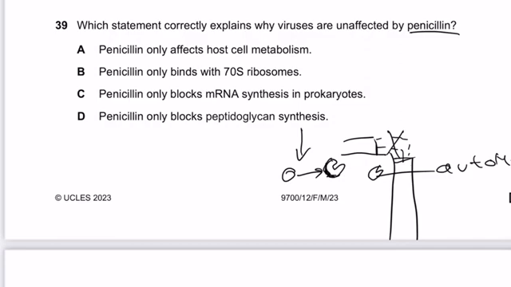So viruses do not have cell walls made of peptidoglycan, and do not have the enzyme that catalyzes the formation of the hydrogen bonds between the peptidoglycan subunits. Hopefully that made sense to you. So the answer here is clearly D. Penicillin only blocks peptidoglycan synthesis.